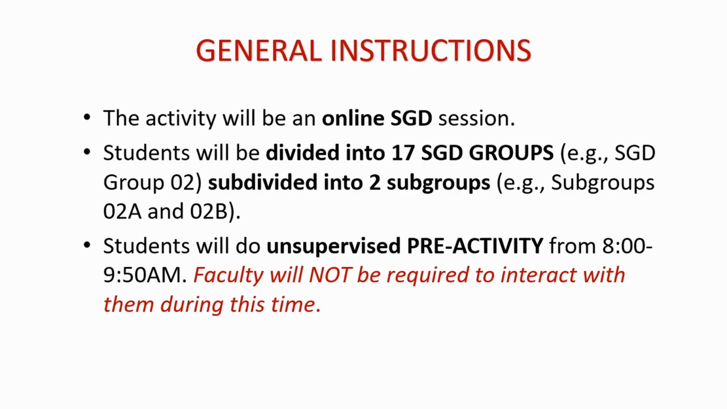Students will be divided into 17 SGD groups composed of 12 to 14 students, and they will be named, for example, SGD Group 2. And each SGD group will be further subdivided into 2 subgroups of around 6 to 7 students each, with the names, for example, subgroups 2A and 2B.